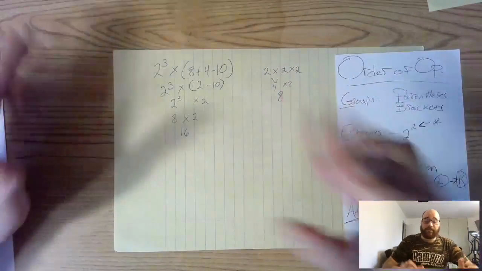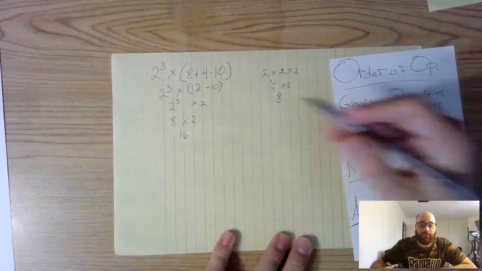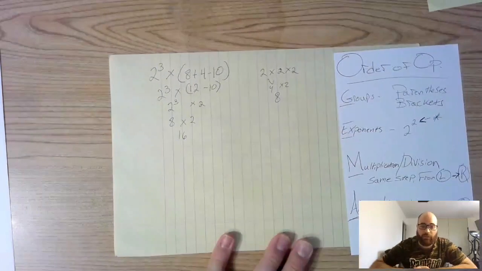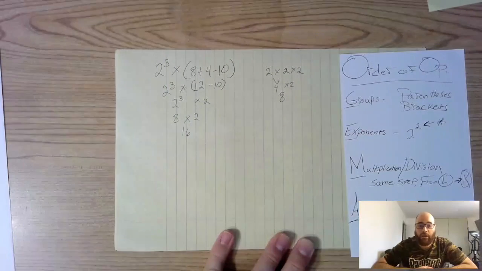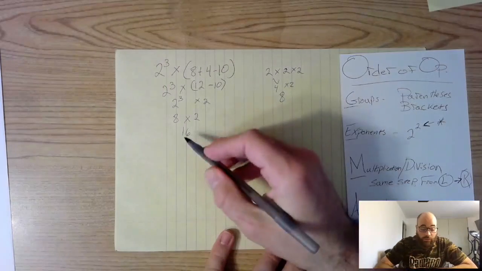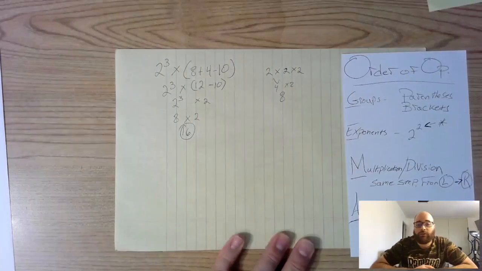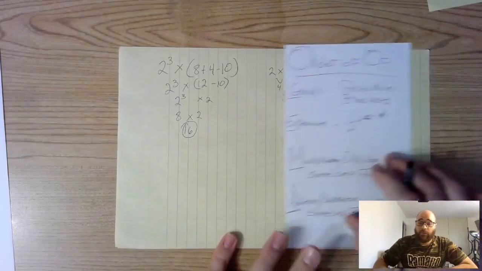Yes, I did just give you an answer to one of the problems, but this is also how I expect your work to look, right? That sort of inverted triangle, which will lead you to your answer, and then of course circle your answer. Alright, so that is everything you need to know for order of operations.